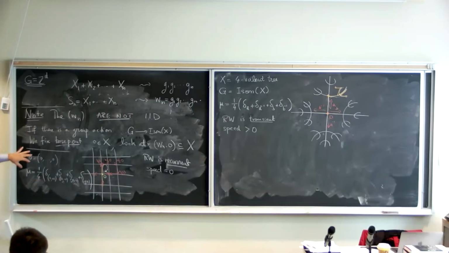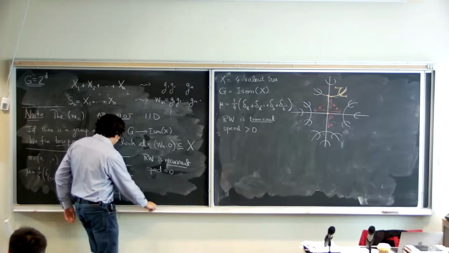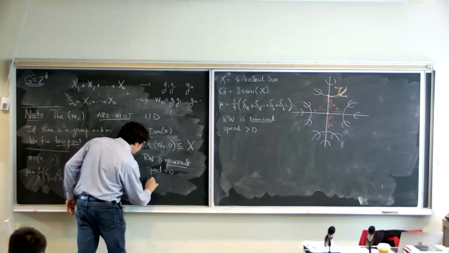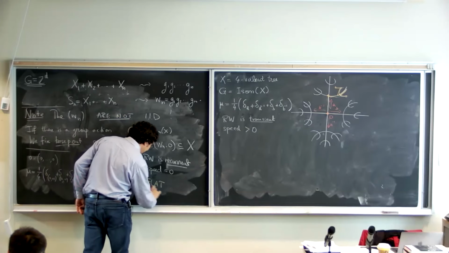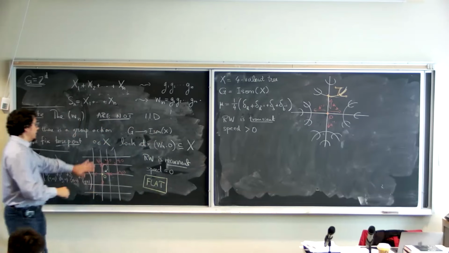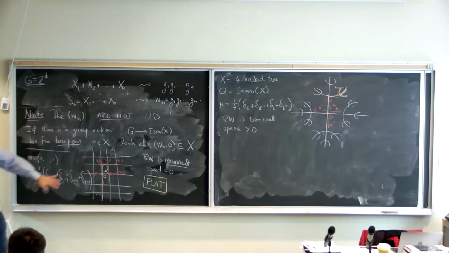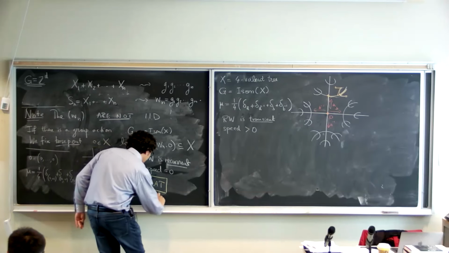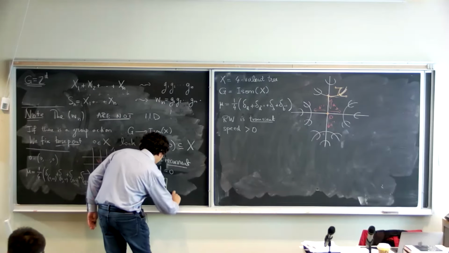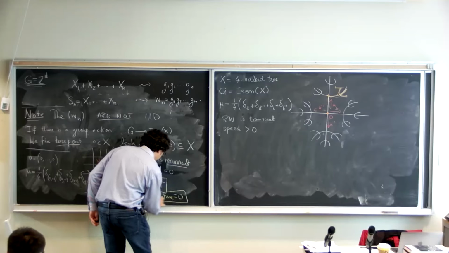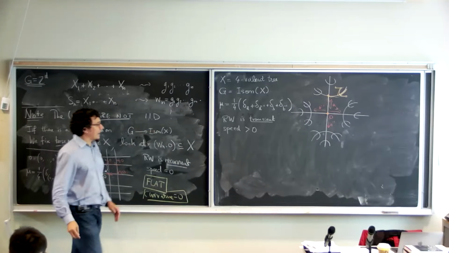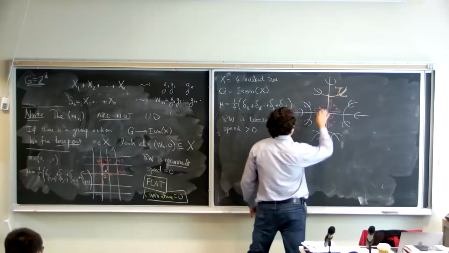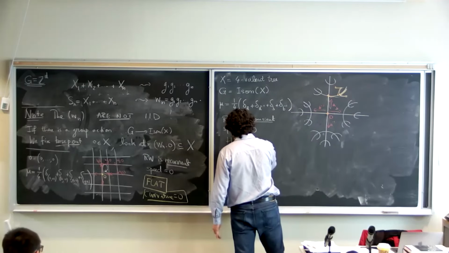So you see that, and what is the difference between these two situations? Let me just say it. In this situation, you have a flat geometry. This lives in the Euclidean plane. There is no curvature. So here's the geometry. And in this case, it turns out that this has hyperbolic geometry.